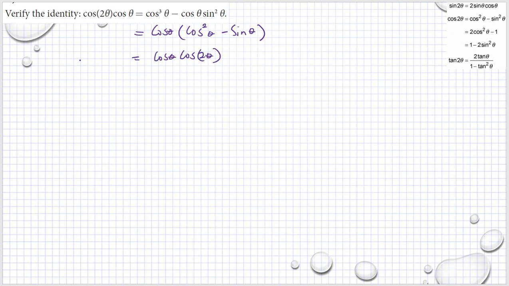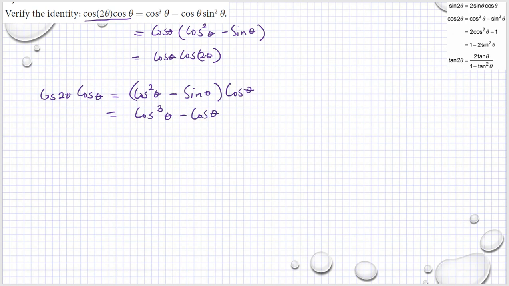Then we're finished. If you want to do it the other way around, then we know that cosine 2 theta times cosine theta is equal to cosine squared theta minus sine squared theta, multiplied by cosine theta. Then we have cosine cubed theta minus cosine theta sine squared theta. Sorry, it was squared there.